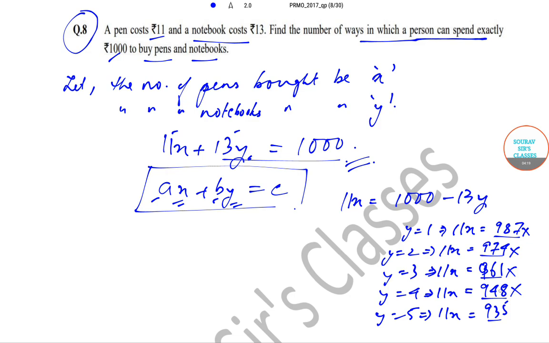9 plus 8 will be 17. 17 minus 4 will be 13, not divisible by 8. Okay, this is also gone. Now 935. 9 plus 5 is 14. 14 minus 3 is 11. So that is divisible by 11, as you can see over here.